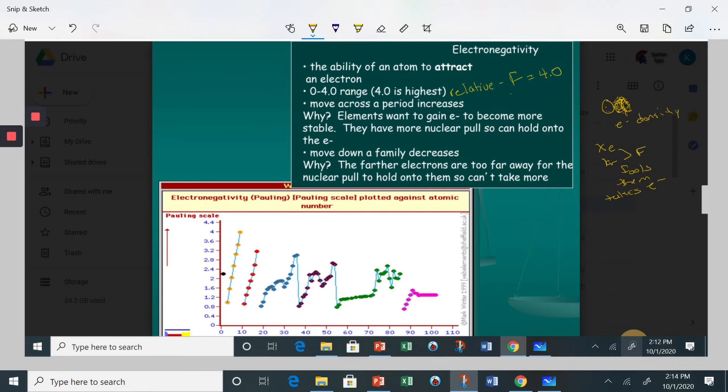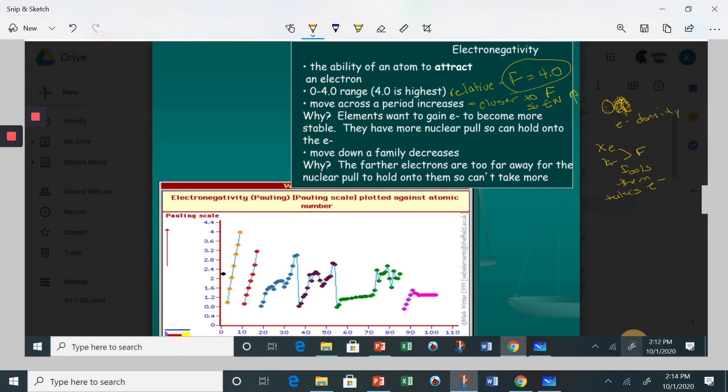Linus Pauling just set the scale to 4 and said fluorine has a number of 4, meaning it always ends up with the electrons. As you get closer to fluorine, you get closer to the number of 4. So it says move across a period and it increases. You're getting closer to fluorine. This is how you predict the trend. And I just use EN to abbreviate electronegativity. EN goes up.